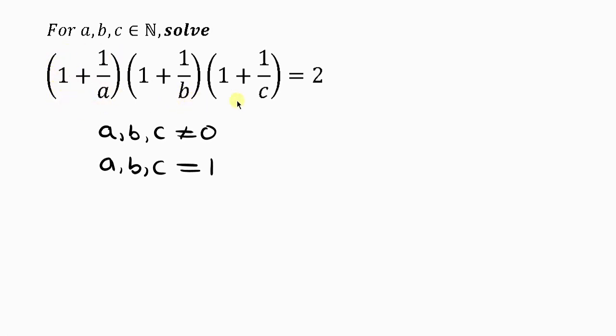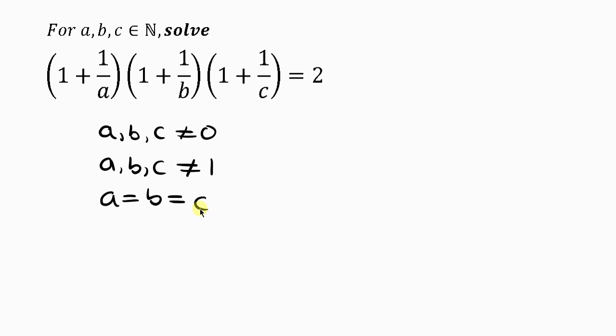But since b and c are natural numbers, the second factor and the third factor must be values that are greater than 1. So when 2 multiplies them, we're going to have the left-hand side bigger than 2. And because of that, none of a, b, and c can be 1. Okay? What if a, b, and c are equal?